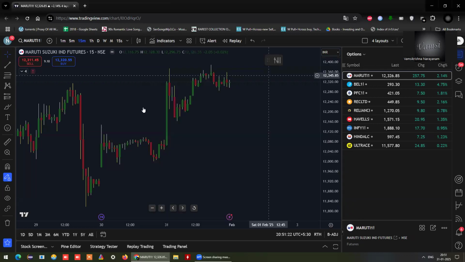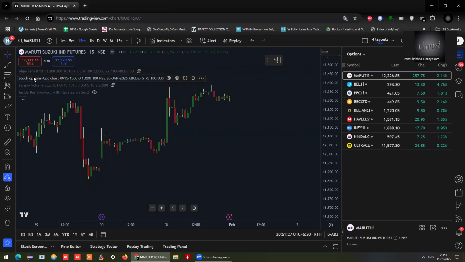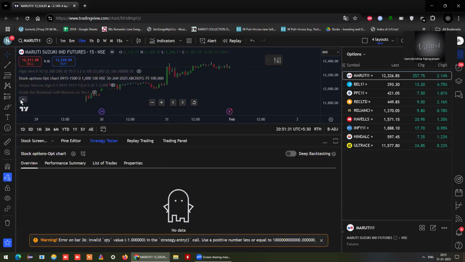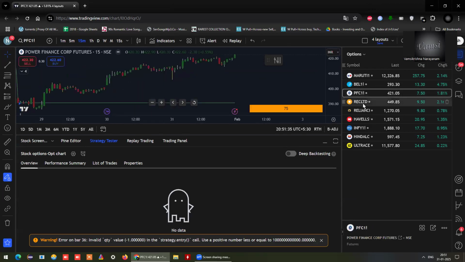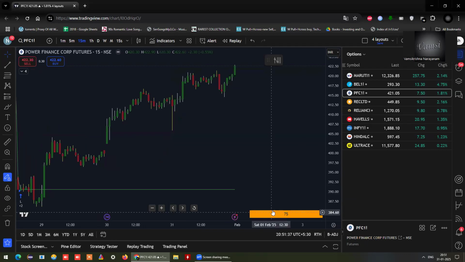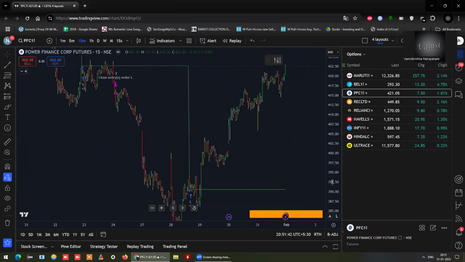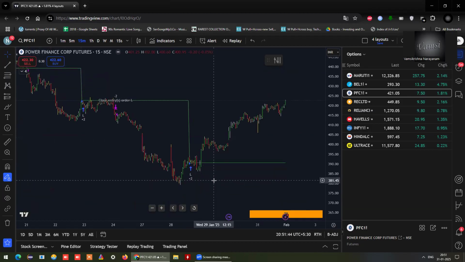So once the indicator is added to the chart, you can enable it. This is how you will see a band at the bottom and you will see indicators. That means the indicator is working for you.